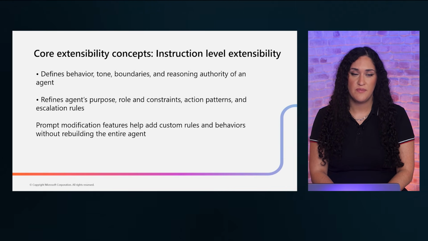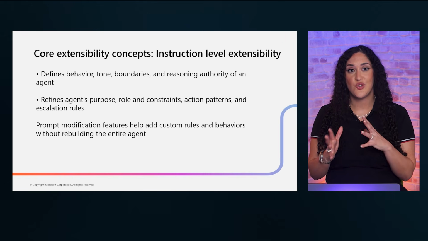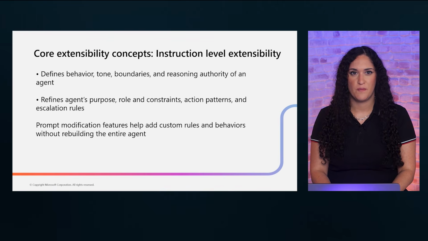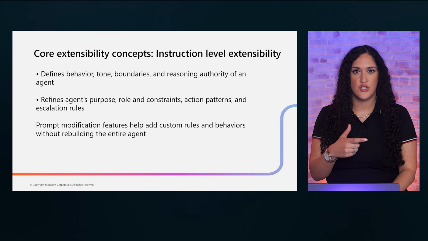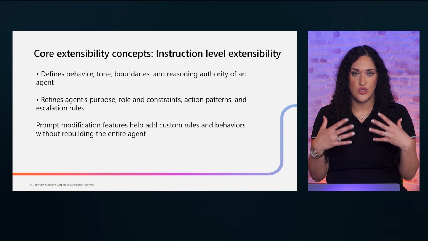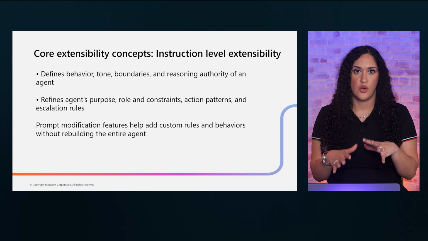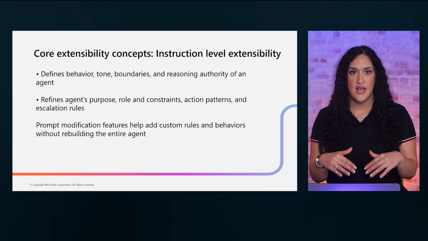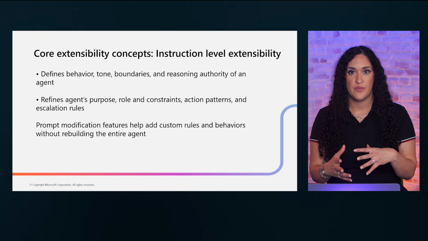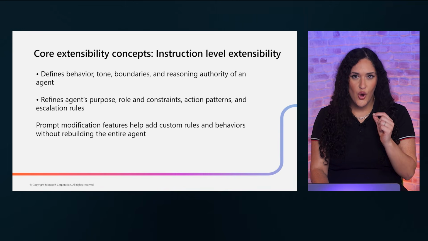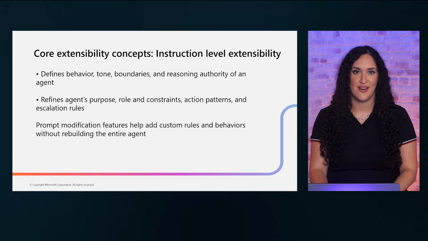Instruction-level extensibility is the foundation of agent behavior. It defines purpose, role, constraints, action patterns, and escalation rules, essentially the agent's DNA. Prompt modification features let you add custom rules without rebuilding the entire agent. Layer your instructions. Start with core immutable rules, then add contextual layers that can be modified per scenario. This gives you stability at the core with flexibility at the edges. Always document your instruction hierarchy.